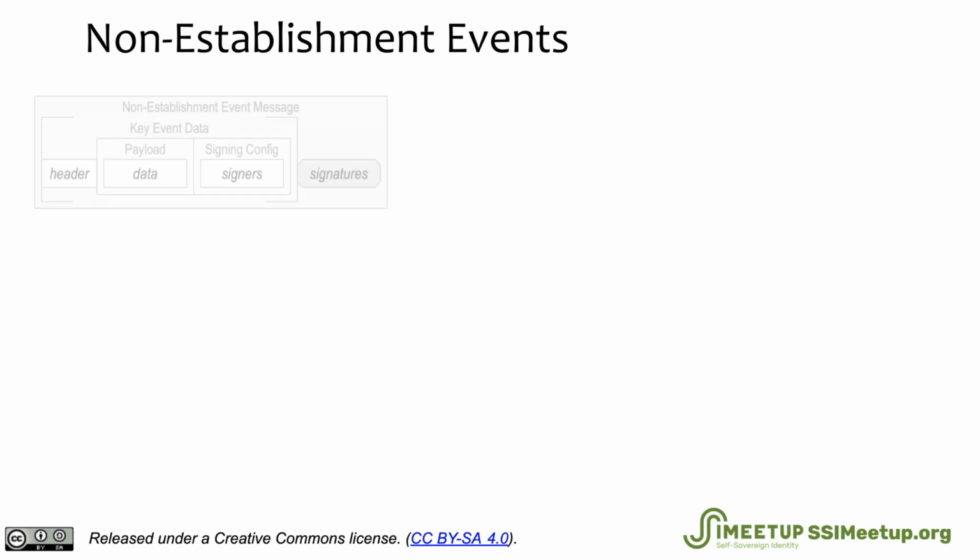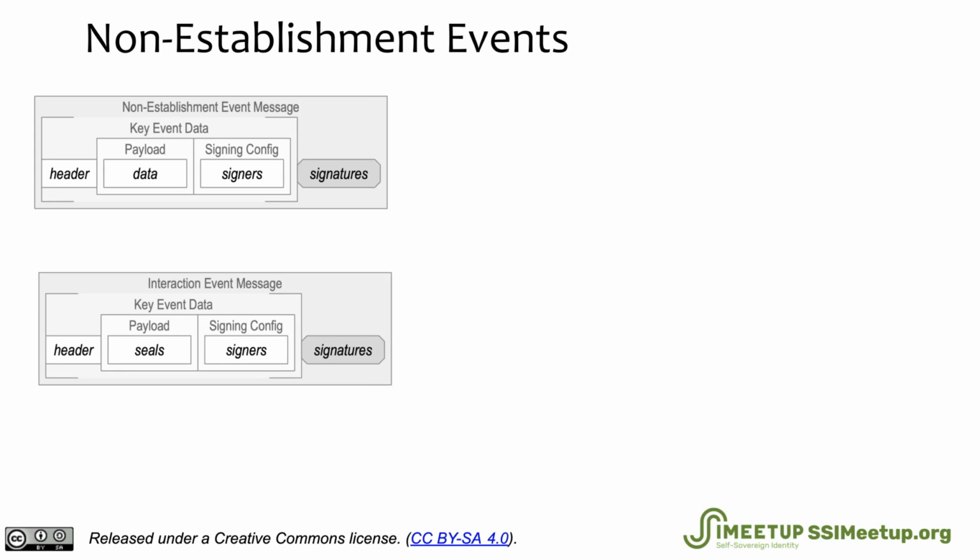The purpose of a non-establishment event is to be able to do something with the identifier. And primarily what a non-establishment event is that it anchors data to the key event sequence so that you can do things like issue a verifiable credential or revoke a verifiable credential or engage in a transaction where you make a commitment of some form to some other entity, and you can anchor that commitment or that credential issuance to the key event receipt log, so that anybody can verify it.